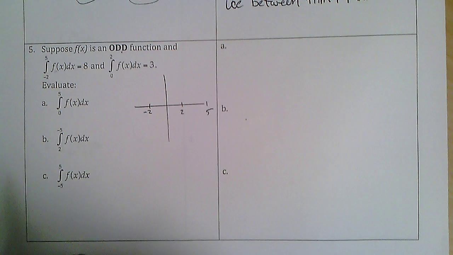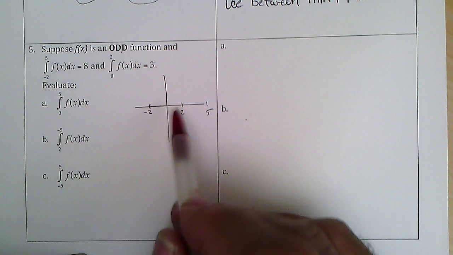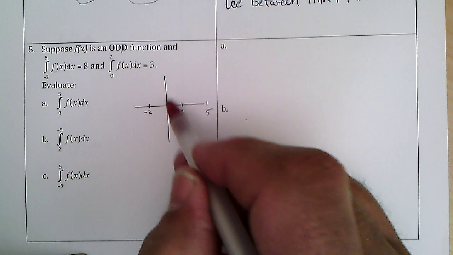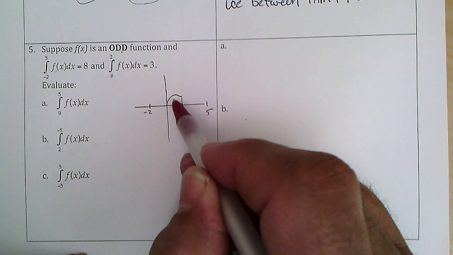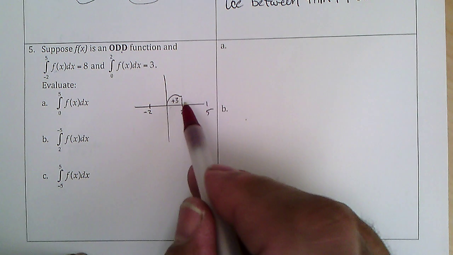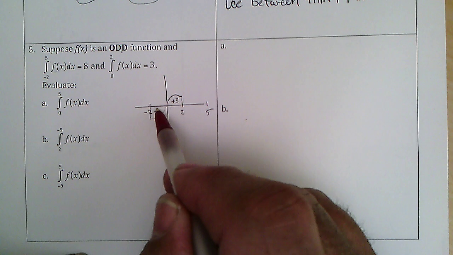is 8. Well, that's a long way. We don't have it. Let's get a little more. 0 to 2, it's 3. So somehow there's an area of 3. Let's say it looks something like this. And so this is plus 3. Since it's an odd function, back here would be minus 3.